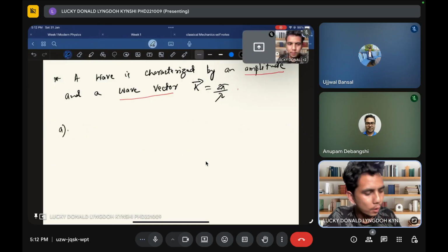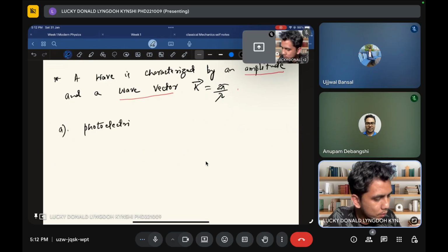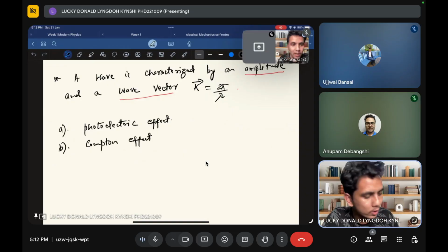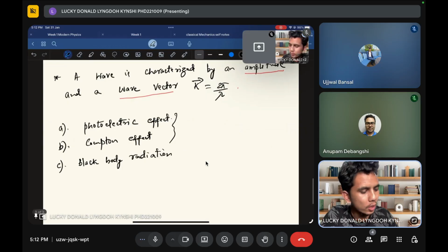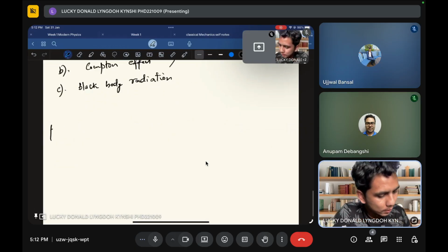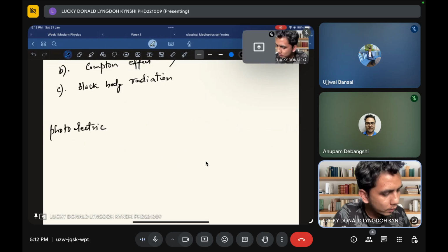the photoelectric effect. The second one is the Compton effect. These I will discuss here. And other phenomena are black body radiation, and so on. So we will start first with the photoelectric effect.